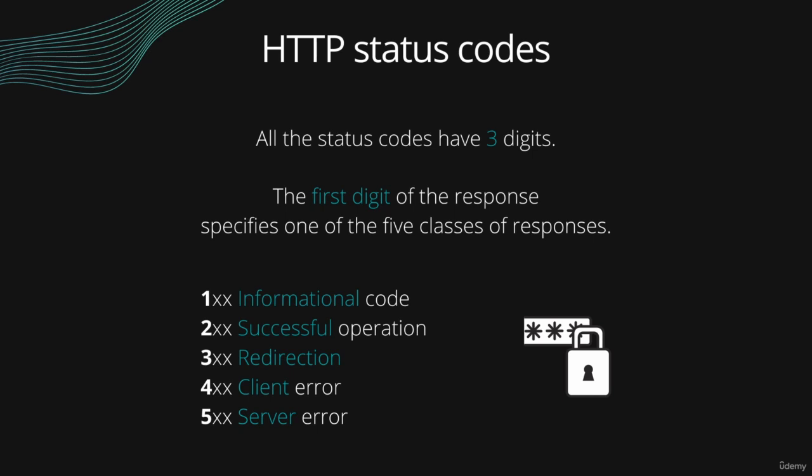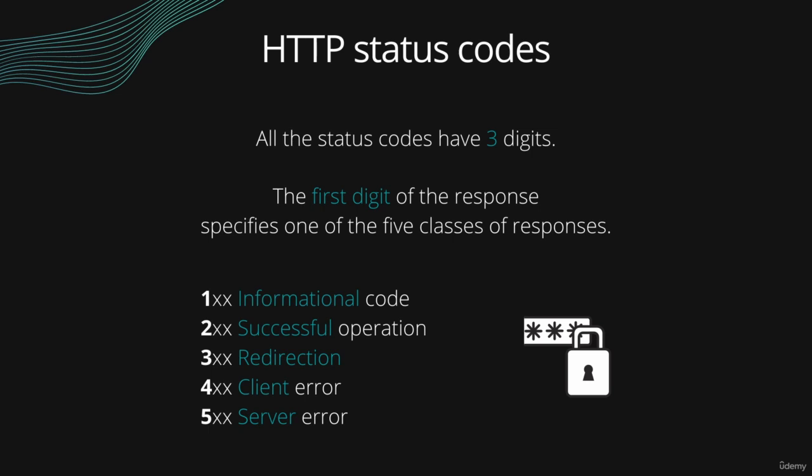Now, if the first digit is 2, it means that it was a successful operation. So more in detail, the request was successfully received by the web server that the client made the request to. It was understood, and not only that, but it was also accepted. When the 3 digits start with the digit 3, that means that a redirection, as in further action needs to be taken in order to complete the request, was taking place.